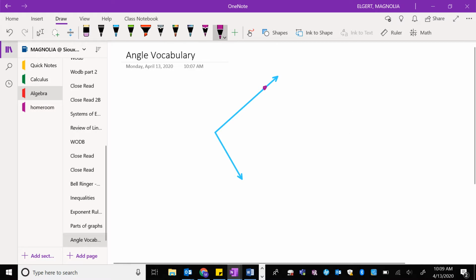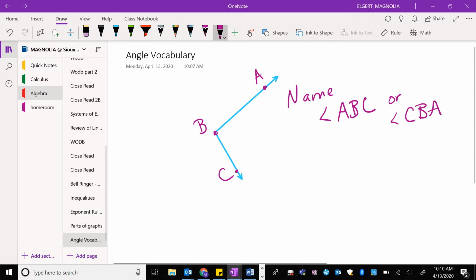And angles have names. So usually they are three letters. I like to use three letters. So let's call this A, B, C. So the name of this angle is angle, and we use that little symbol for angle, A, B, C. And you want to say them in order. You could say angle C, B, A, but B has to be in the middle. So you could start here and go C, B, A or A, B, C.